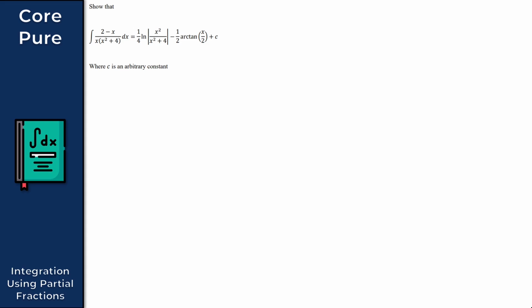So let's just have a go then at this one practice question here for integration using partial fractions. For this question here, we want to show that the following integral here is equal to this result where c is just an arbitrary constant. So to get us started here then, clearly the first thing that we should do is split this algebraic fraction up here into partial fractions. So we have 2 minus x all over x times x squared plus 4.